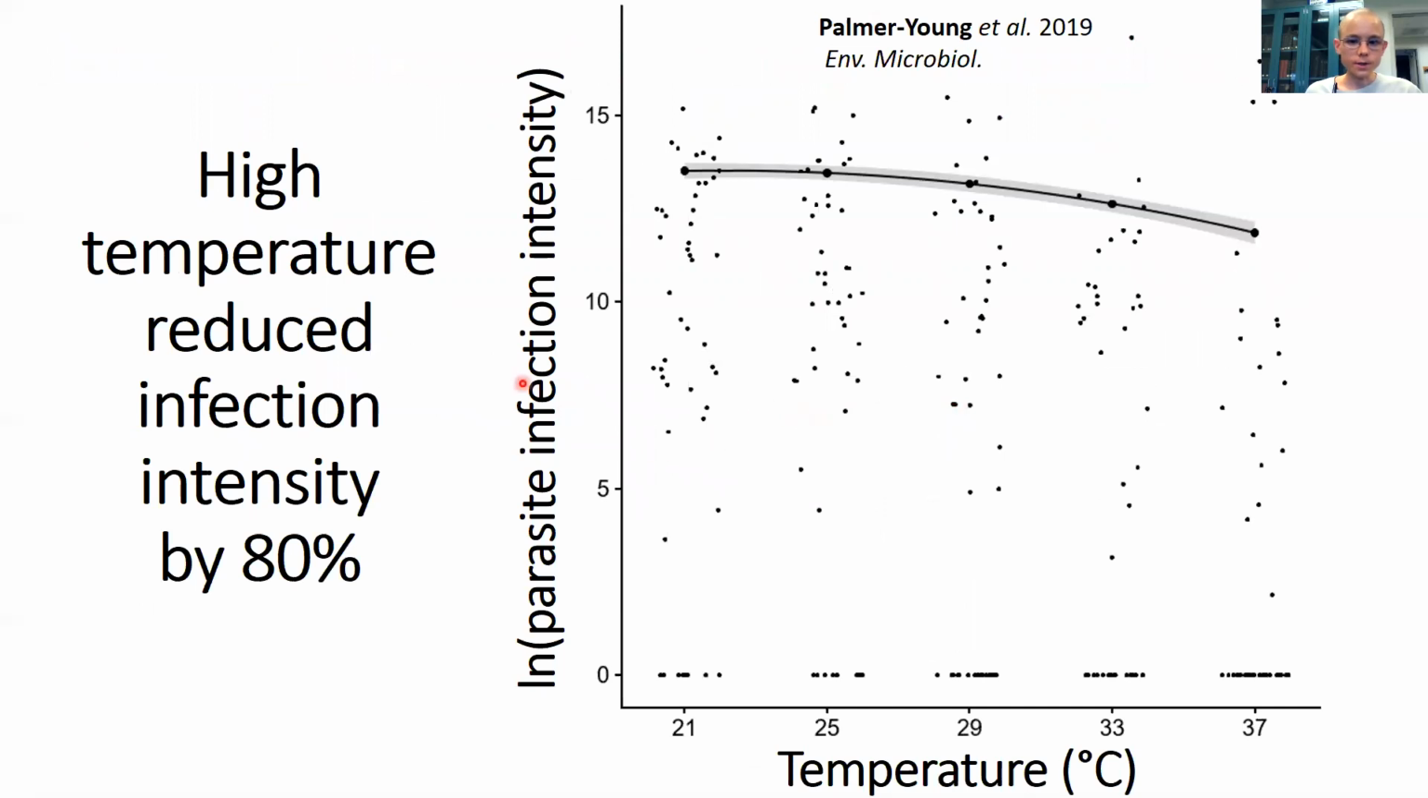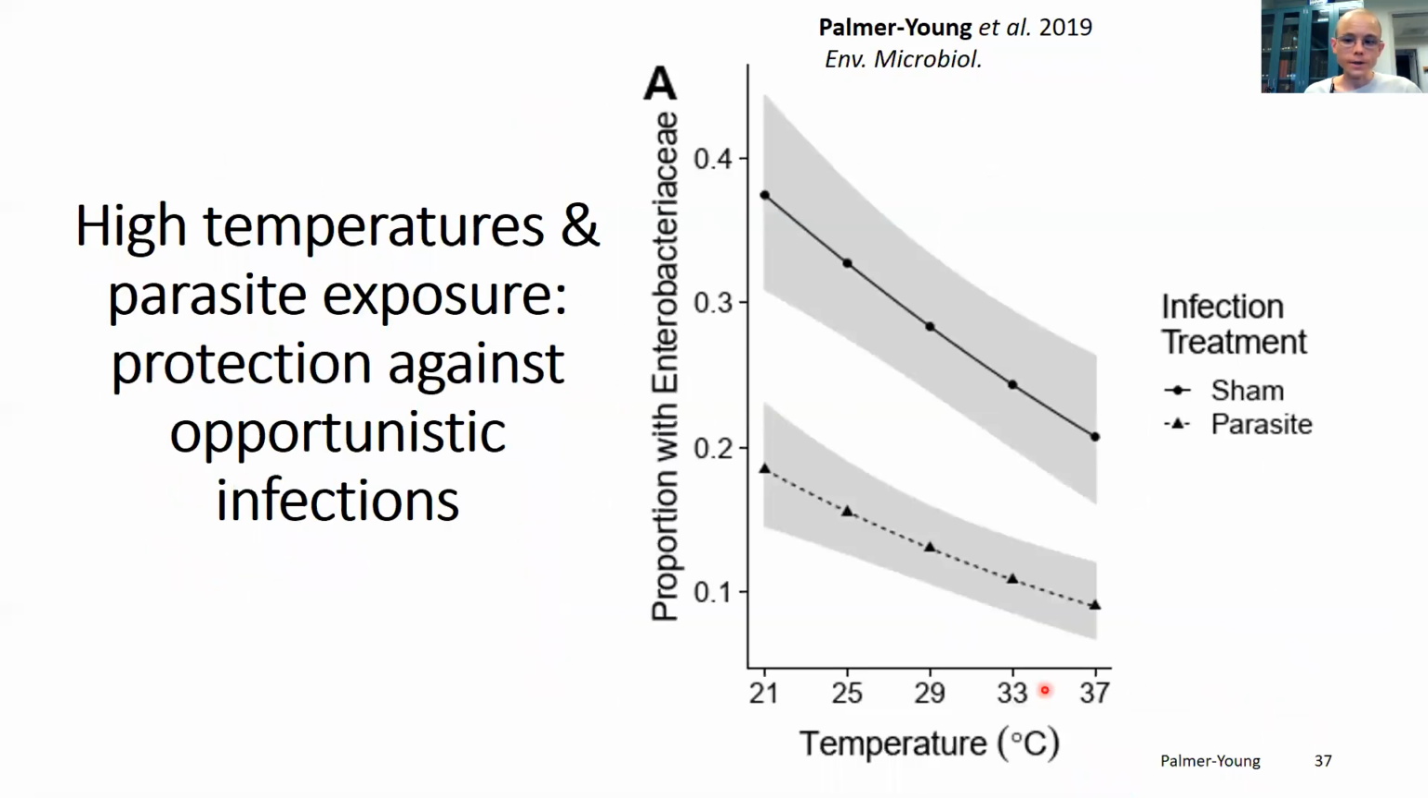Results in bees were consistent with what I had observed in cell cultures. Relative to the coolest temperatures, the highest incubation temperature resulted in an 80% reduction in infection intensity, and the highest proportion of bees that had no detectable parasites after 7 days. High temperatures appeared to protect bees against opportunistic infections as well.